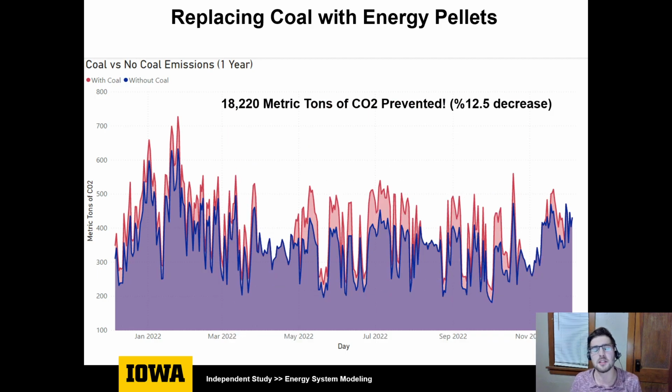And if you add up the difference in these curves over the year, you have 18,220 metric tons of CO2 prevented from this change in fuels. Again, the comparison I'll use is that's 18,000 acres of U.S. forest working for a year in order to pull this carbon back out. So this is a real impact on the environment.